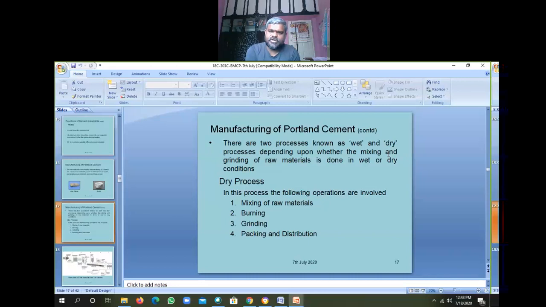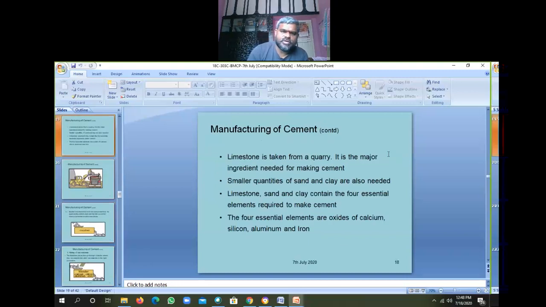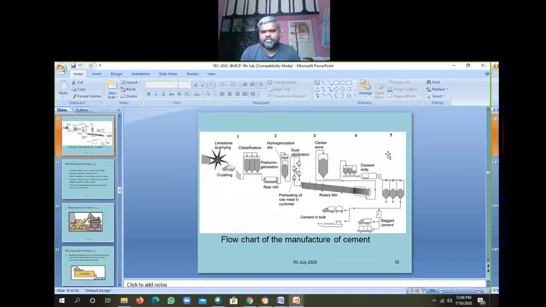In this process, the following operations are involved: mixing of raw materials, burning, grinding, and packing and distribution. Grinding is nothing but pulverizing the rocks into powder. These are the main four steps involved in the manufacturing of cement. This is the cement plant; we have seen the flowchart of a cement plant.